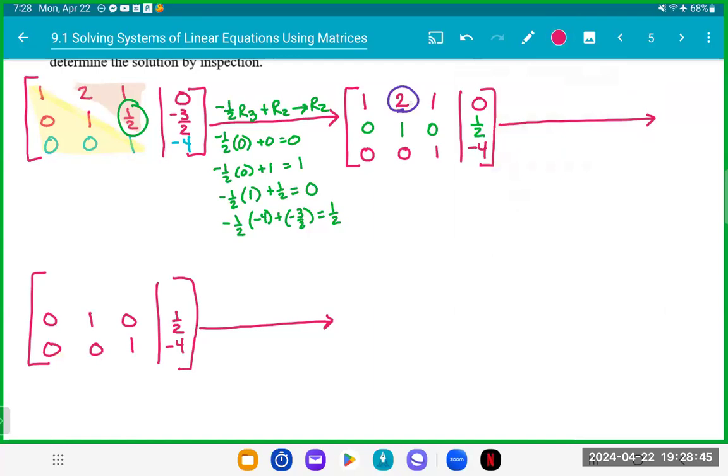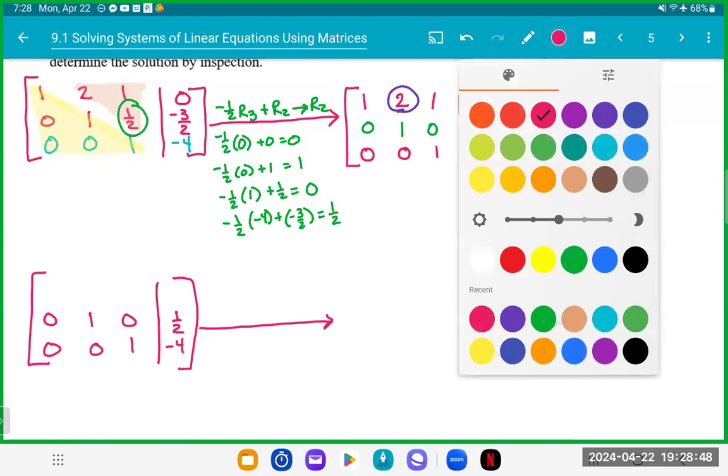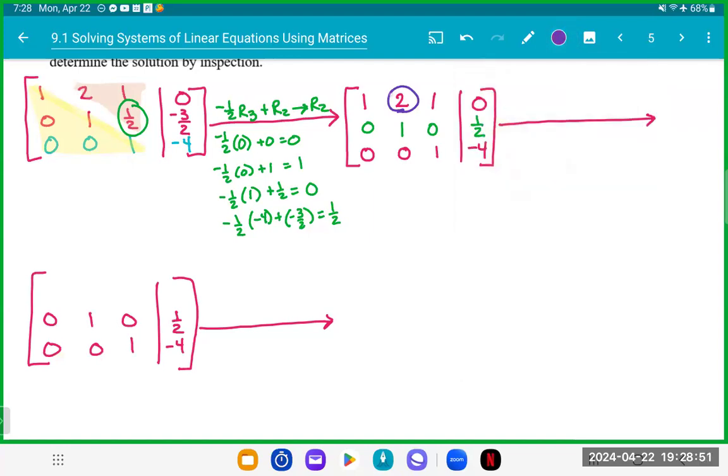Now we want to, how do we make that 2 a 0? If we multiply -2 times our row 2 and add it to our row 1 and then replace row 1, that's going to give me -2 times 0 plus 1, which still equals 1. -2 times 1 plus 2 gives me a 0. -2 times 0 plus 1 equals 1.